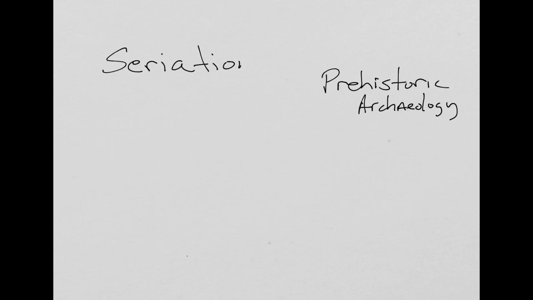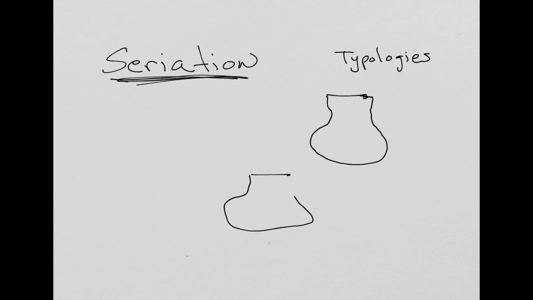Seriation. Seriation depended upon the development of typologies. So archaeologists were out there excavating stratified archaeological sites, where you had objects coming out like pottery, and you might have jars, and say this one was discovered higher in the profile than, say, this pot over here, and that was discovered higher in the profile than, say, this pot over here.